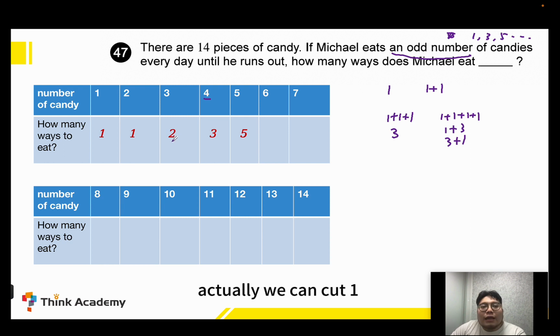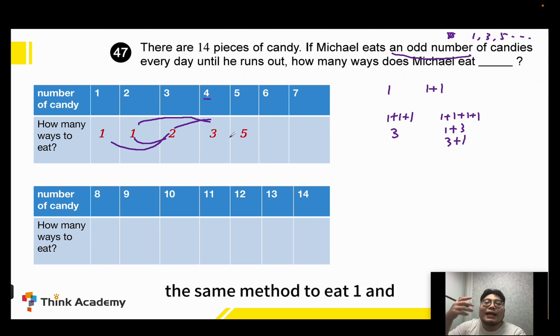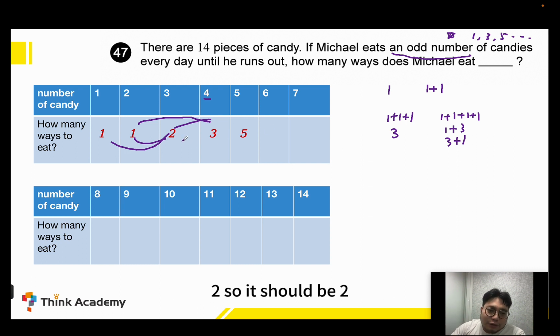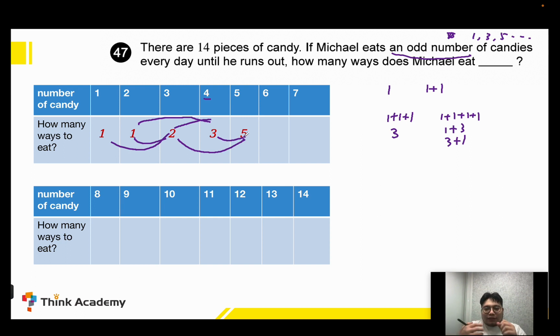So for these 2, actually we can cut 1 and the remaining part is 2. For 2, we still have 1 method. So 1 plus 1 equals 2. And for 4, if we eat 1 or 3 first, the remaining part is 3 or 1, so how many choices? We have 2 and 3. So 1 plus 2, how many choices? 3 choices. And for 5, we can also use the same method to eat 1 and 2, so it should be 2 plus 3. After that, this one is a Fibonacci sequence.